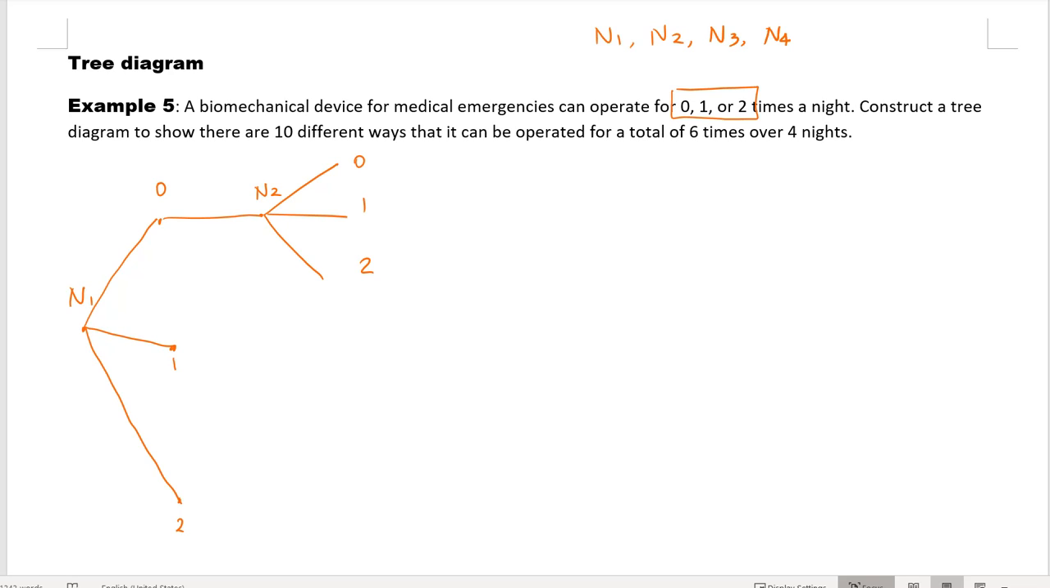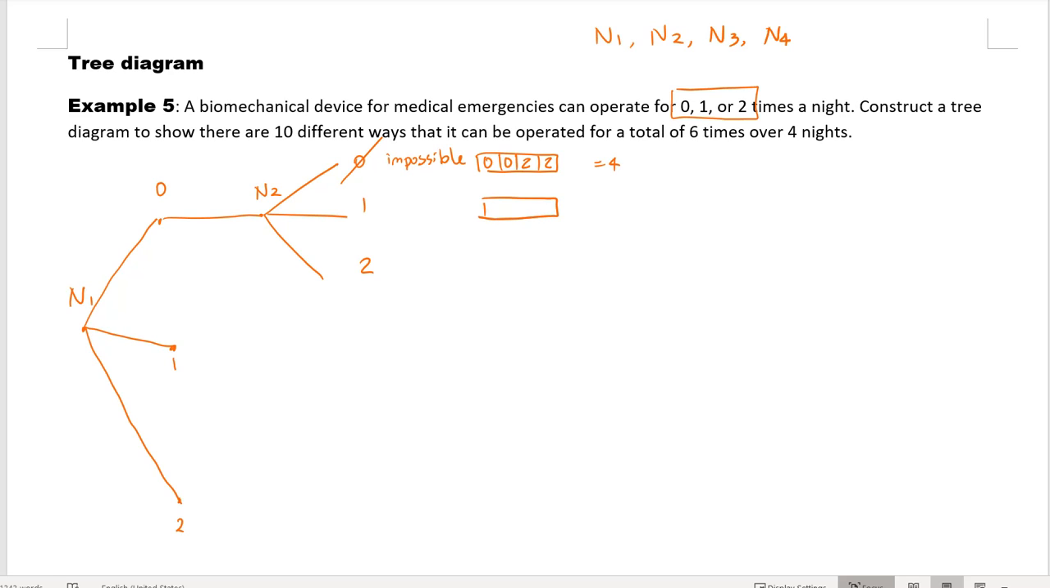Think about it, because we want to have 6 times over 4 nights. So if the first night is 0 and the second is 0, then for the third night and the fourth night, you can at most get 2 each. But this means the total is 4 times, which is impossible. So we can rule out this case, because we want to have a total of 6 times.